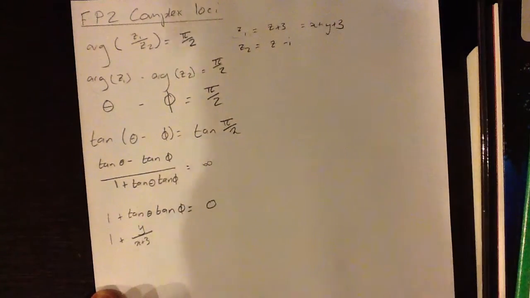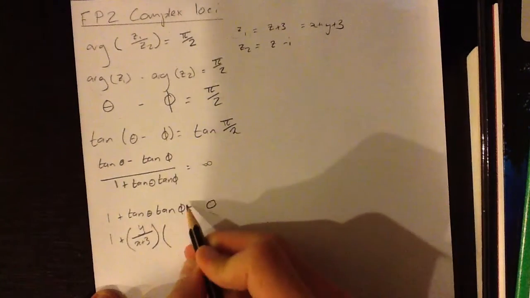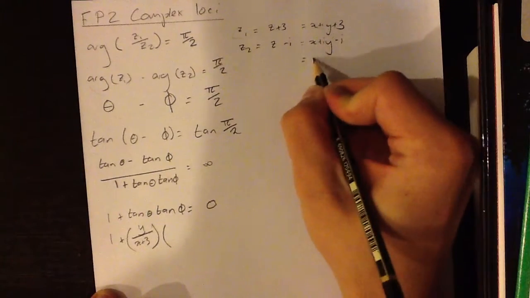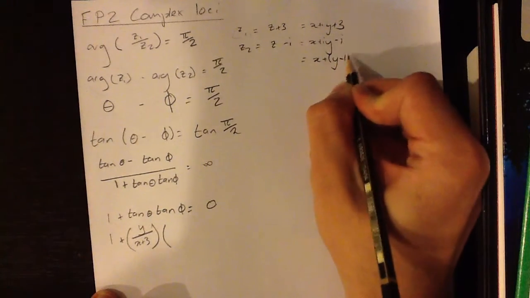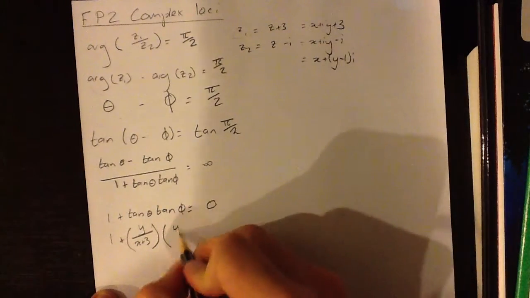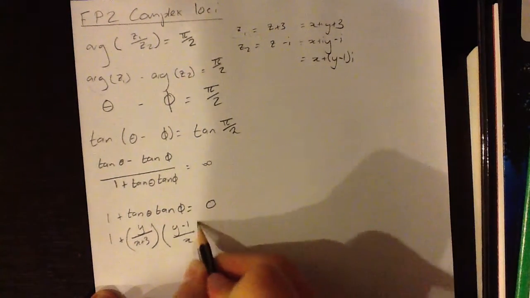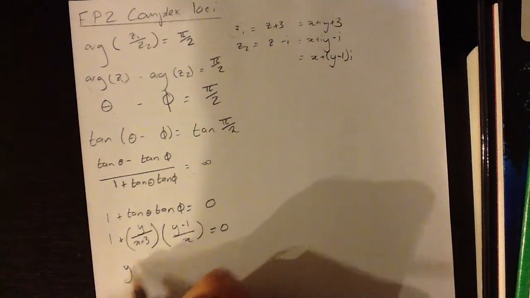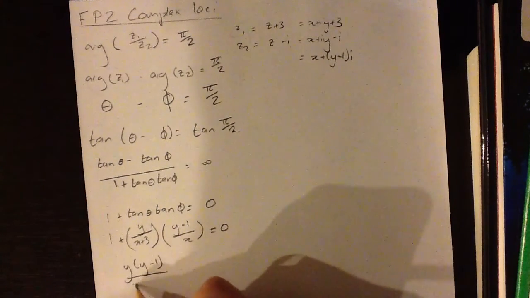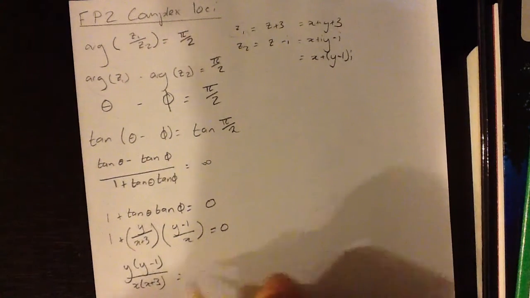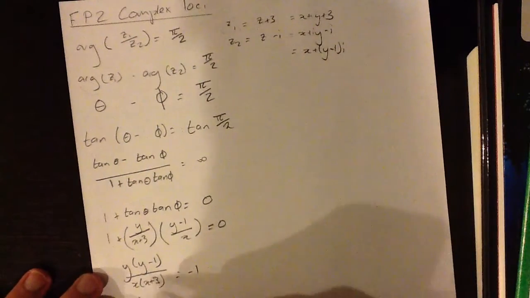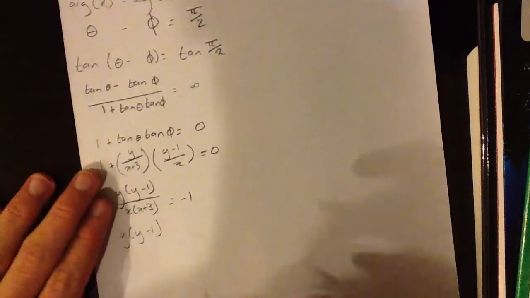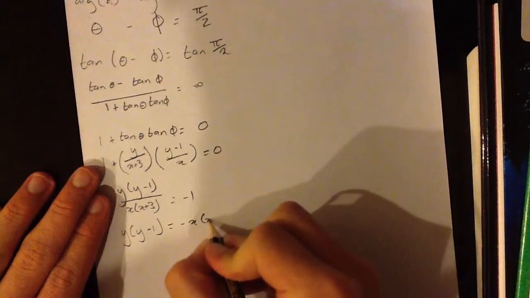So you put it over that, put some brackets, and you do the same thing for phi. This is x plus i, y minus i, equals x plus y minus 1 i. So the y components are y minus 1 over x equals 0. Bring the 1 to the other side and multiply these brackets out. y minus 1 over x plus 3 equals minus 1. Multiply both sides by x plus 3.